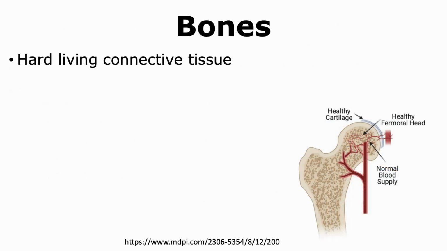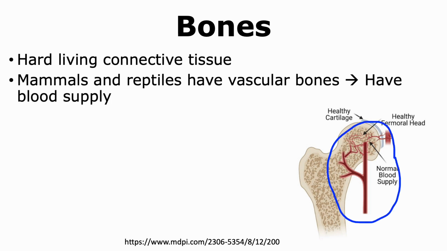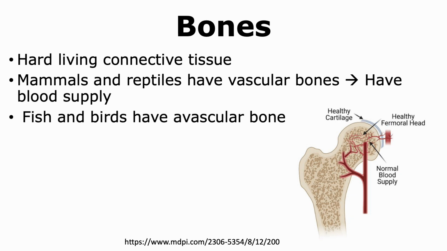Bones are present in many different types of vertebrates that include some fish, all amphibians, all reptiles, all mammals, and all birds. Bone is a type of hard living connective tissue. In the case of mammals and reptiles, the bones are called vascular bones because they have a blood supply that provides nourishment to the osteocytes present in the bones. On the other hand, fish and birds do not have a blood supply to the bone, and hence their bones are called avascular bone.